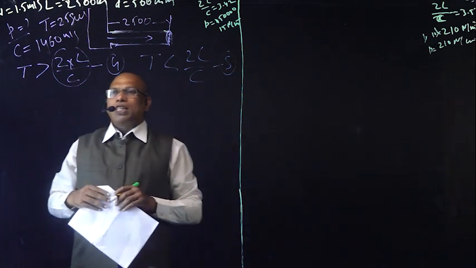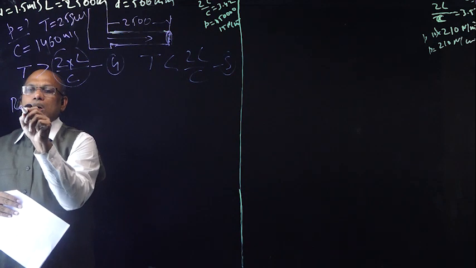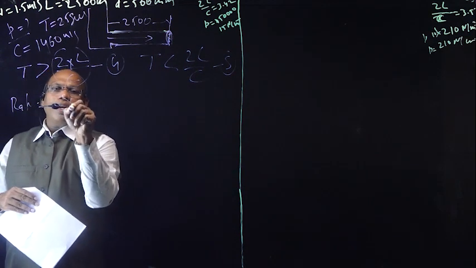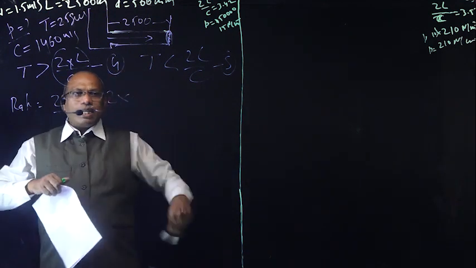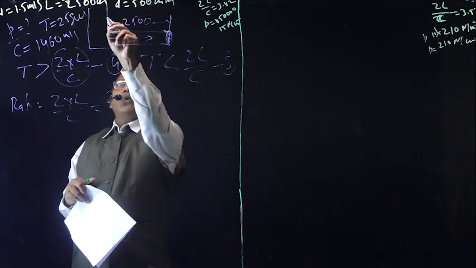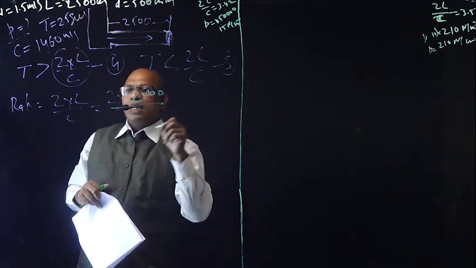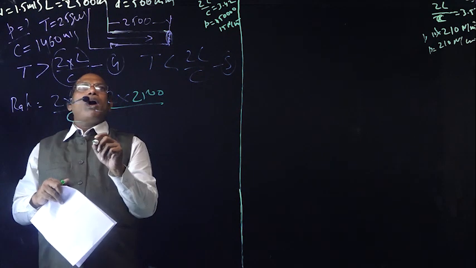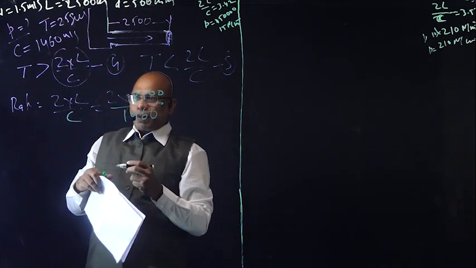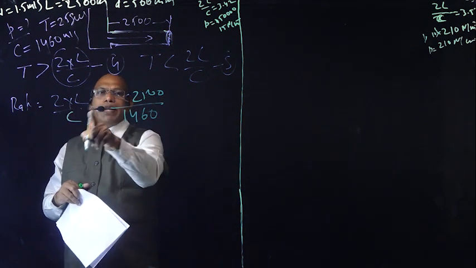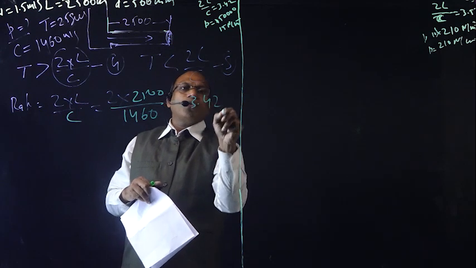Now we are going to determine the ratio 2L by C. It is equal to 2 into L by C. The length of the pipe is 2,500 meters, divided by C given in the problem, that is 1460 meter per second. So 2 into L divided by C is equal to 3.42.